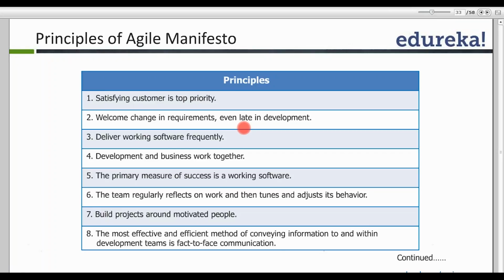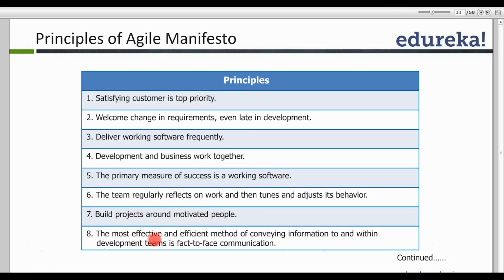Number 7 is build projects around motivated individuals. One of the key assumptions is that the resources are motivated in an agile project. So projects are built around motivated individuals.